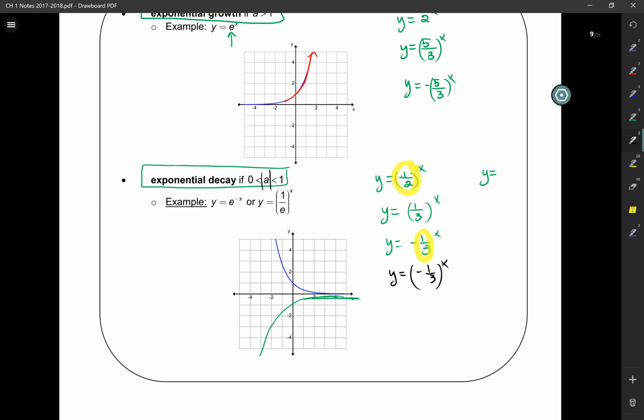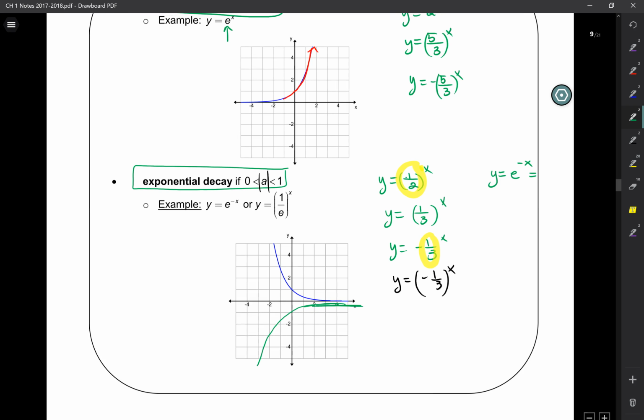Right. Okay. Now, what if you had this? Y equals e to the negative x. This time, where is the negative? It's in the exponent. And what do we know about negative exponents? What do they do?